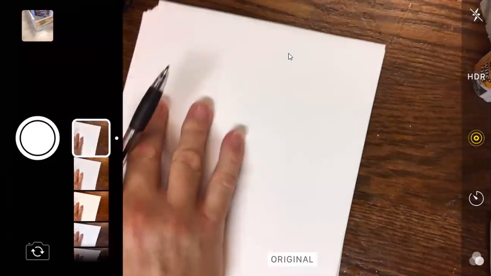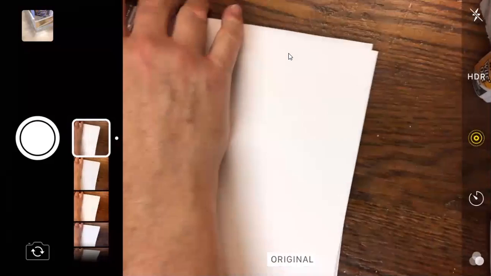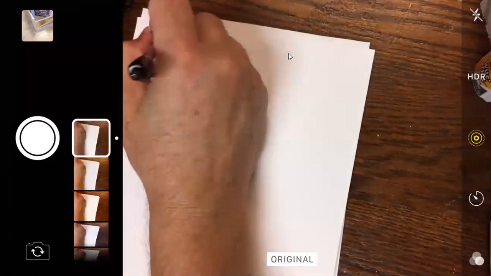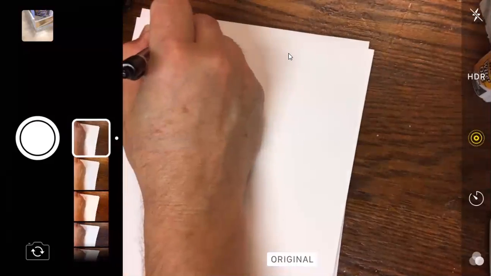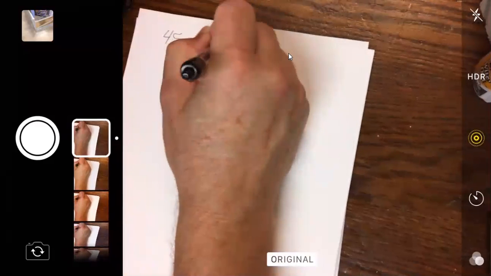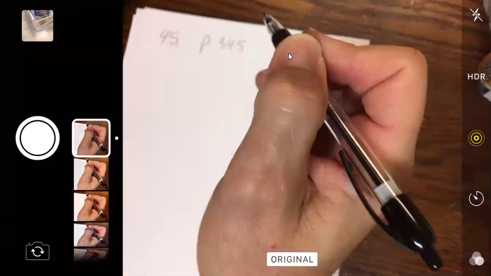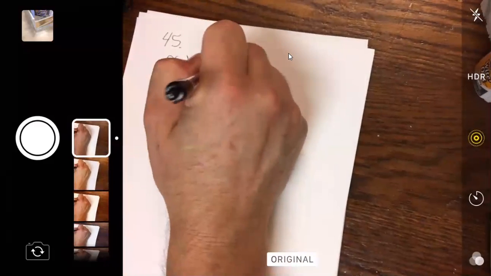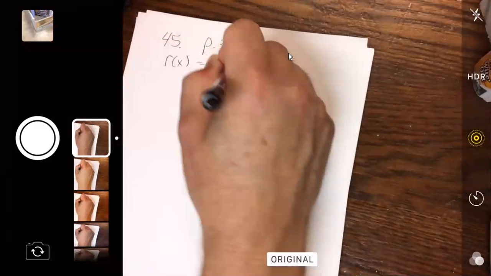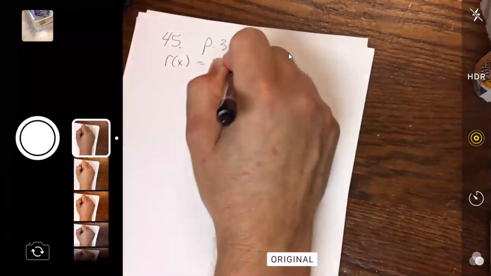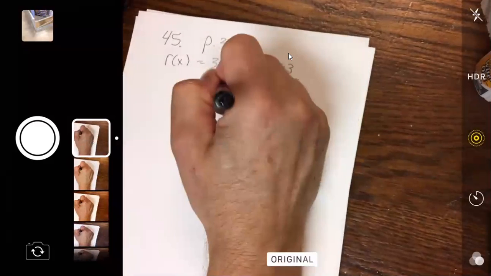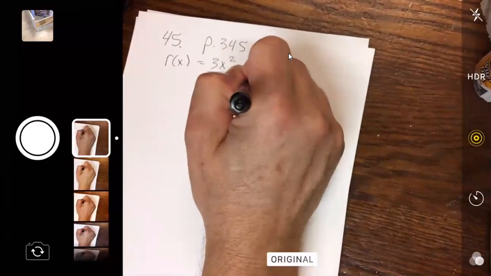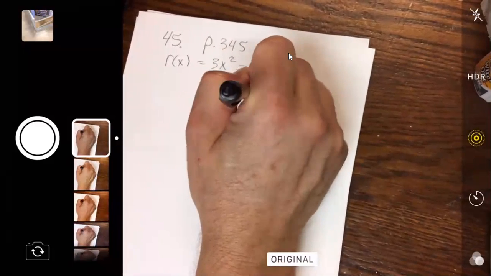So I think I remember working 43 last time. I think I'll work 45. Page 345. R of x, we have 3x squared minus 12x, add 13, and then x squared minus 4x and plus 4.